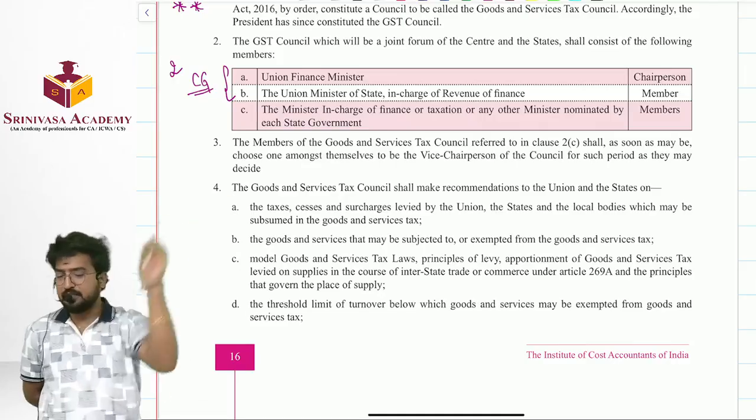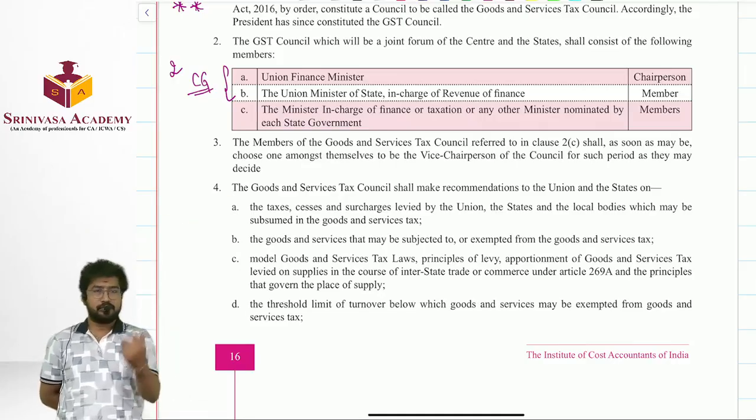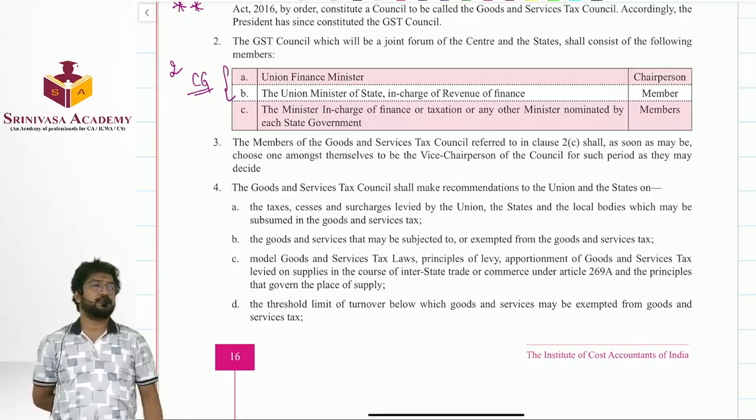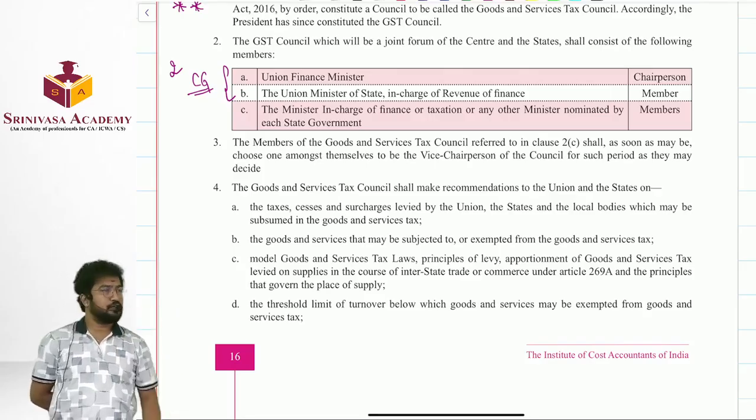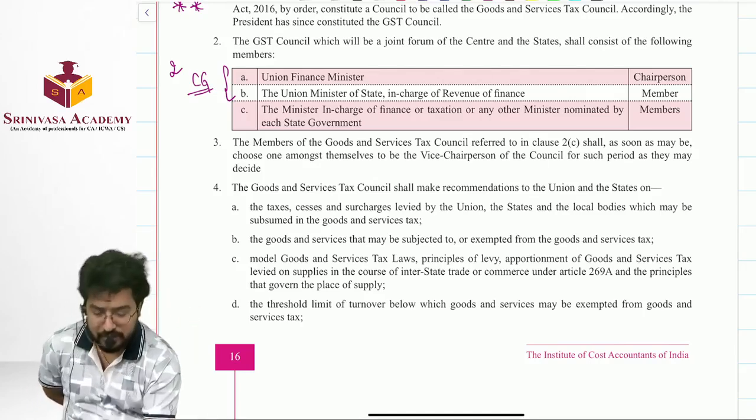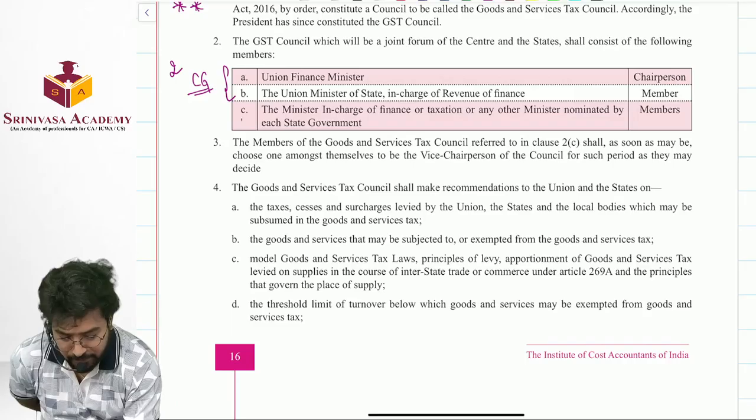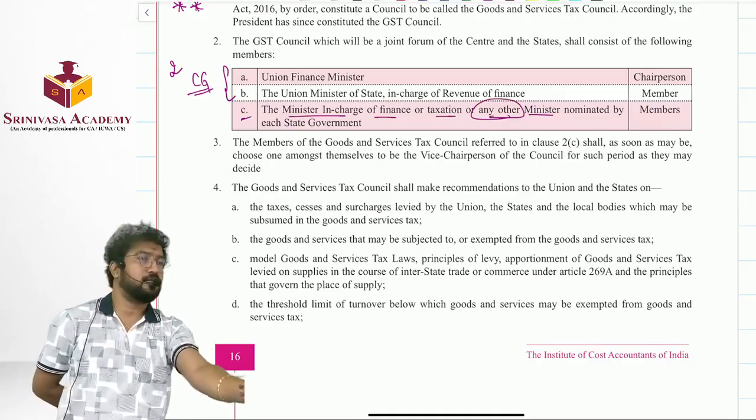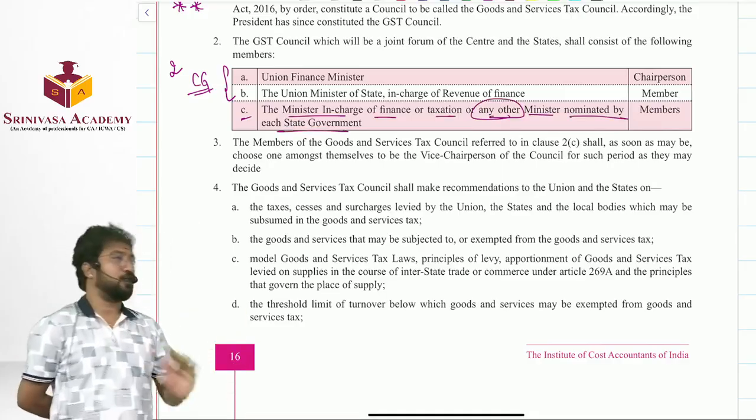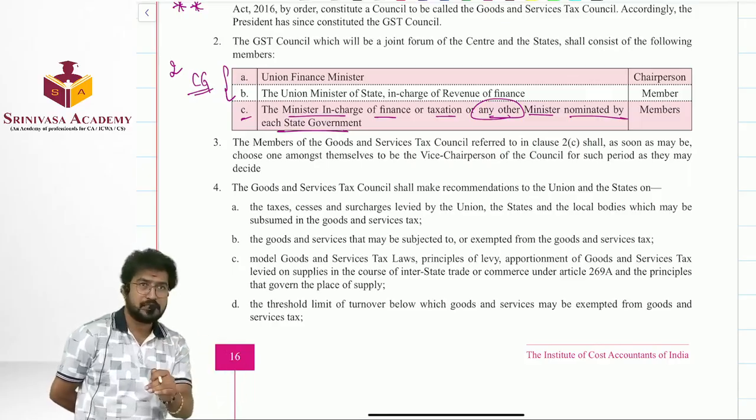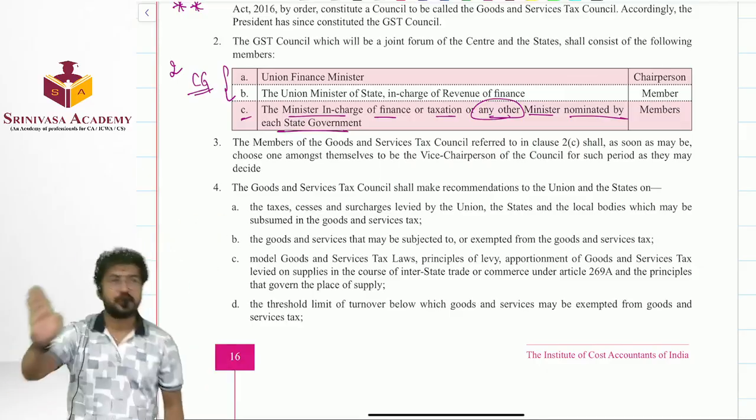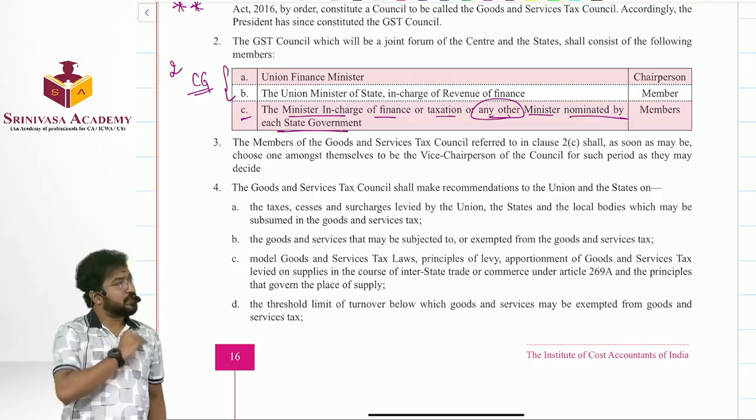Clear? Who is our Union Finance Minister? Nirmala Sitharaman, correct? Madam Nirmala Sitharaman is the Union Finance Minister. Who is the Union Minister of State for Finance? Mr. Pankaj Chowdhury. So, two members over. Now look at the third point, point C. Minister in charge of finance or taxation or any other minister nominated by each state government. That means to become a member in GST Council, you need not be finance minister. State can send any minister, even the transport minister. State can nominate any minister.